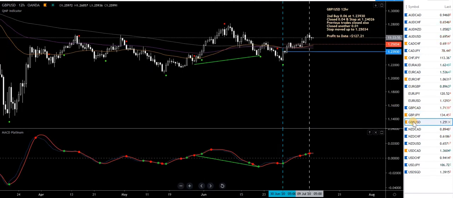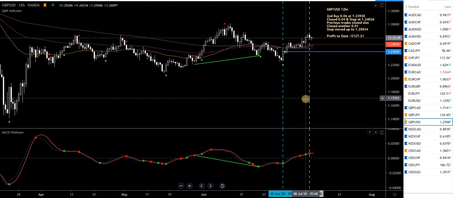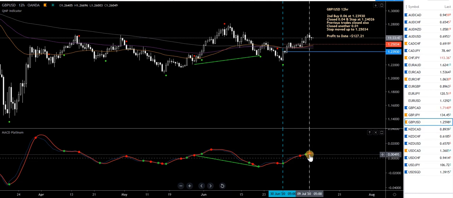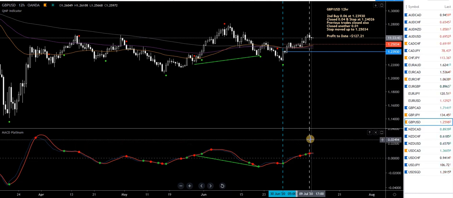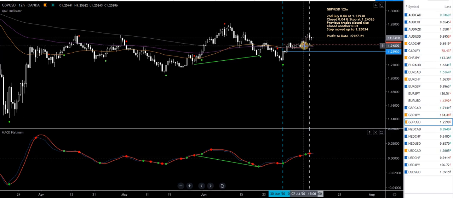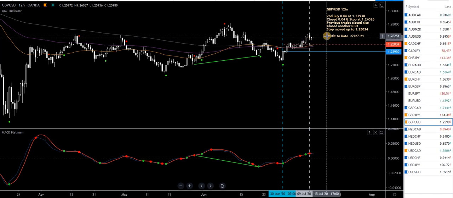Pound USD, this morning I moved the stop, which is a buy here, I moved the stop up tighter. Just looked like it's running out of steam, and there's a warning, there's a red QMP, MACD platinum dot above the zero level. So I just brought my stop up, locked in a little bit more profit.